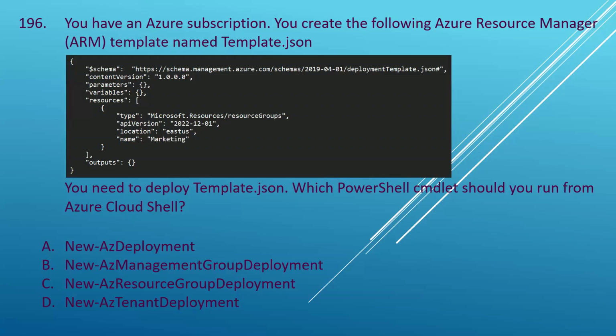Your options are New-AzDeployment, New-AzManagementGroupDeployment, New-AzResourceGroupDeployment, and New-AzTenantDeployment. Friends, if you look closely at this template, they are trying to create a resource group. So the correct answer here would be option A, New-AzDeployment. If the template is changed a bit and there is a mention of creating a resource inside the resource group, then the correct answer would be option C, New-AzResourceGroupDeployment.